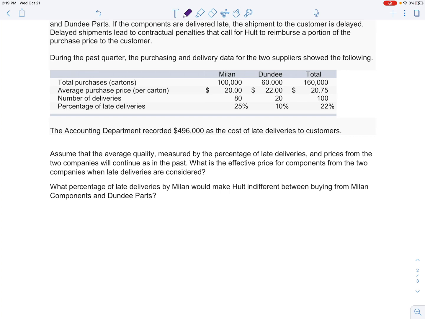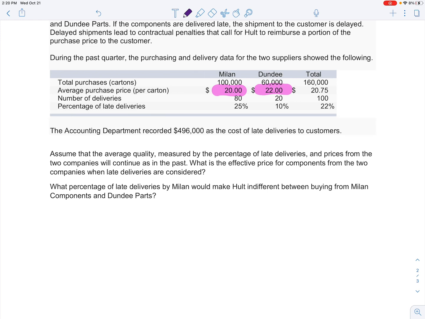Therefore, we're going to take some of these numbers and look at what is the effective cost per carton. That means what is it really costing us to send these out? Right now our average cost is $20 from Milan and $22 from Dundee. But considering that 25% of Milan's deliveries are late, obviously a significant portion of that $496,000 is attributable to Milan. So let's look at that actual price and how we get there.